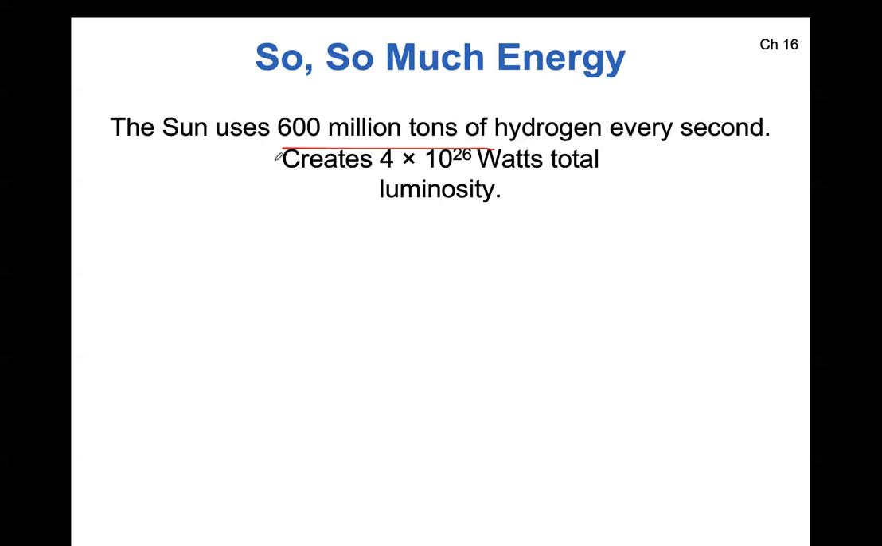The output of such a huge amount of mass, at least compared to masses that we're used to as humans, is 4 times 10 to the 26 watts. So this is the wattage of the sun, the same way we talk about like a 60-watt light bulb. Remember, watts are just joules per second. So a joule per second. This is how many joules, 4 times 10 to the 26, the sun produces every single second.